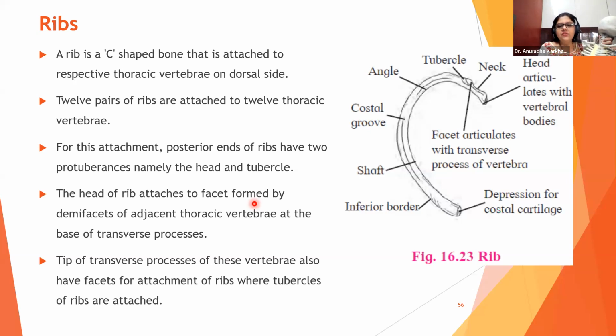Tip of transverse processes of these vertebrae also have facets for attachment of the ribs, where tubercles of the ribs are attached. So ultimately, this entire rib cage, as we call it, is C-shaped. See, it's like this, right? So this entire rib cage is formed in this way by overlapping and attaching to each other perfectly. Okay? Got it?